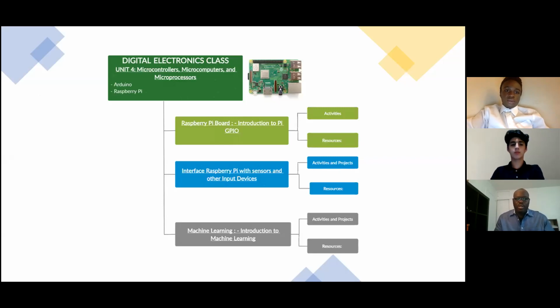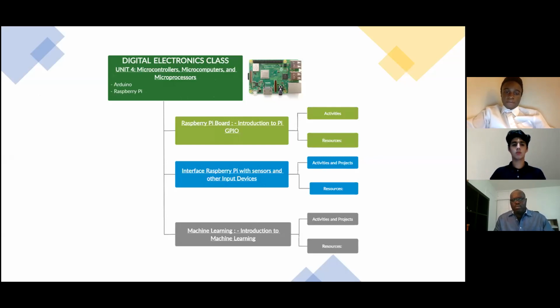So now we're going to look at how we can apply some of the skills we learned throughout this project in a high school classroom. One of the classes that I teach is digital electronics class. One of the units in that class is called microcontrollers, microcomputers, and microprocessors. We've been using Arduino as a platform. This is where I want to introduce the Raspberry Pi so that students can learn how to program.